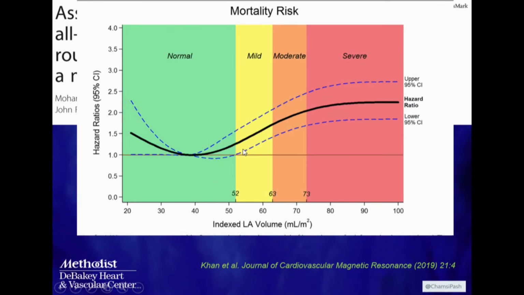And then as the left atrial volume increased by 10 ml per meter squared, these people start to have an increase in their hazard ratio. And really the people who have the most severe left atrial enlargement, which is defined as an LA volume index of more than 73, have almost double the event rate for all-cause mortality based on this paper. The same as with echo, you can also use strain derived from MRI. And with that, because you have dynamic imaging both in systole and diastole, you're able to assess all the 3 functions of the left atrium that we know about.